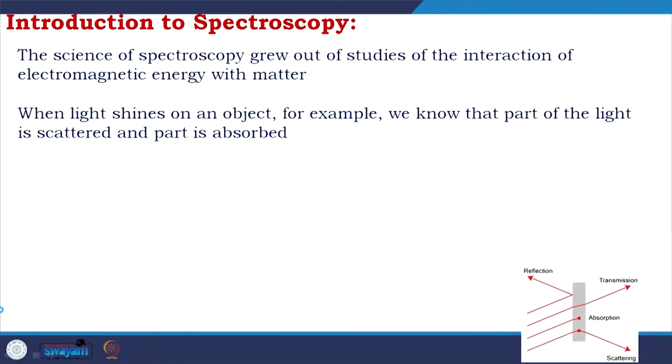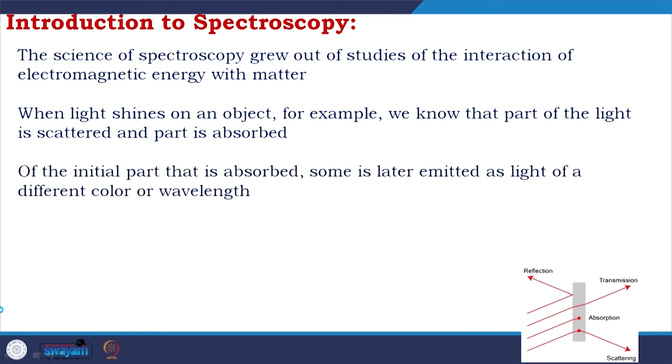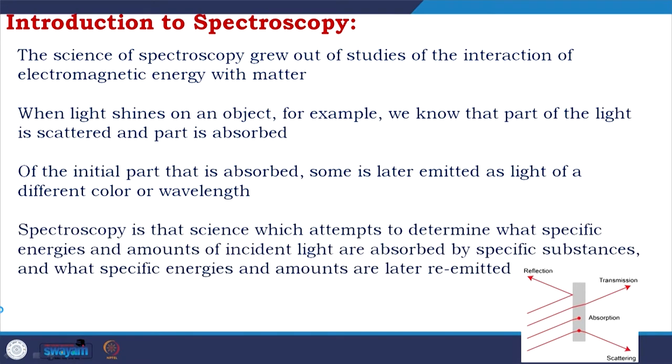When light shines on an object, meaning light interacts with an object, we know that part of the light is scattered and a part is absorbed. Of the part that is absorbed, some is later emitted as light of a different color or wavelength. Spectroscopy is the science which attempts to determine what specific energies and amounts of incident light are absorbed by a specific substance, and what specific energies and amounts are later re-emitted.